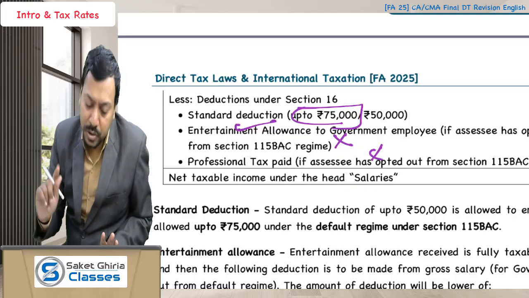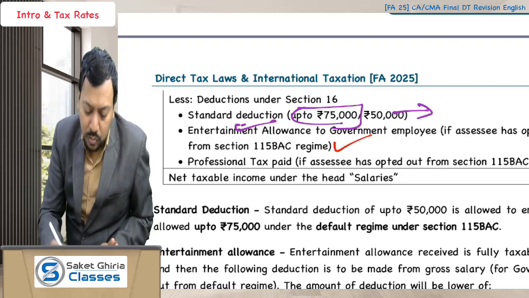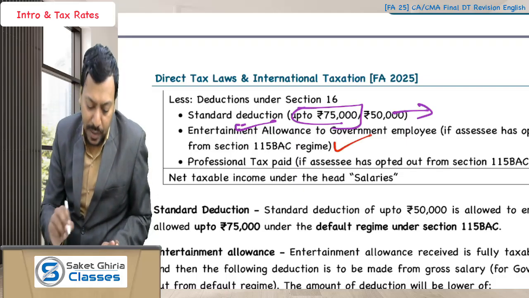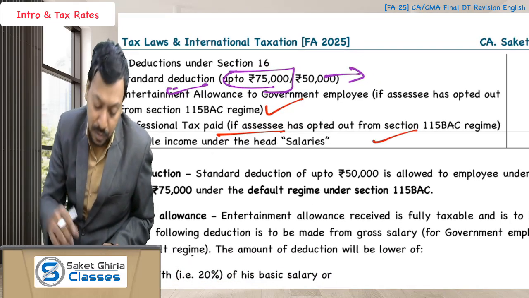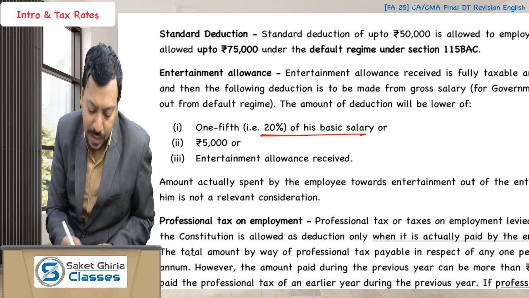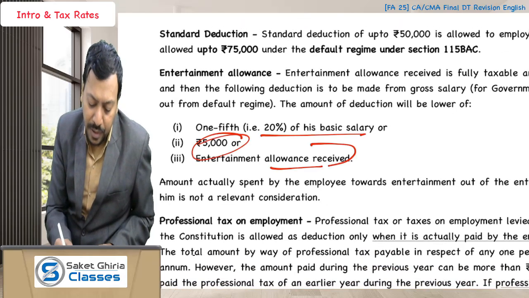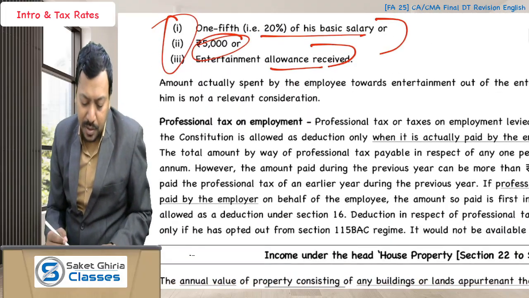If the employee is in optional regime, standard deduction is allowed up to 50,000. Entertainment allowance deduction is allowed to the government employee, and professional tax deduction is allowed to all employees if they have paid them. Okay. How much is the entertainment allowance deduction? 1/5 of the salary, 5,000 rupees, or entertainment allowance actually received. You are not required to remember these limits, but anyhow.